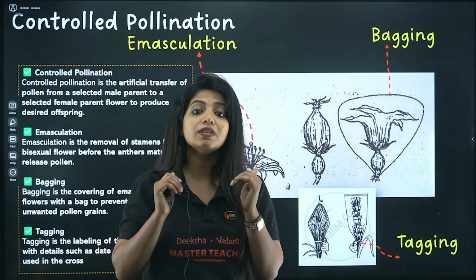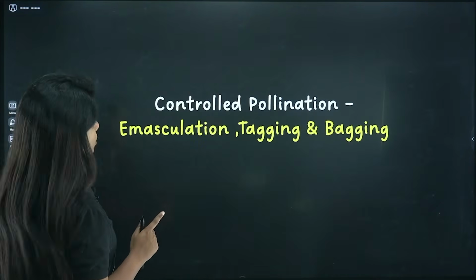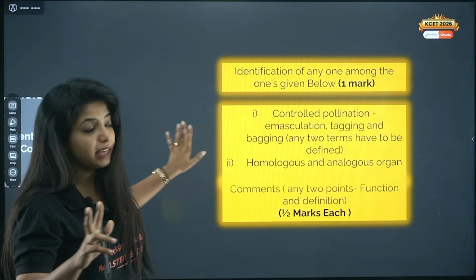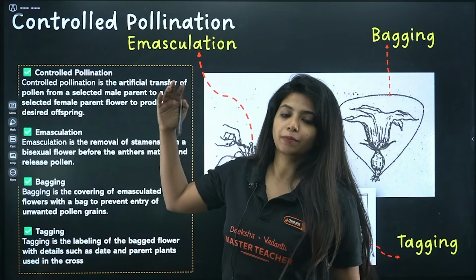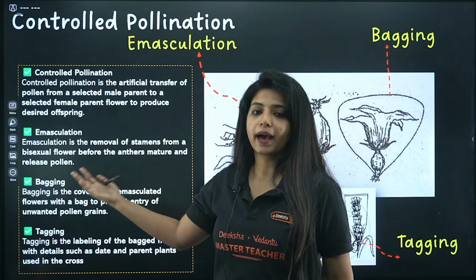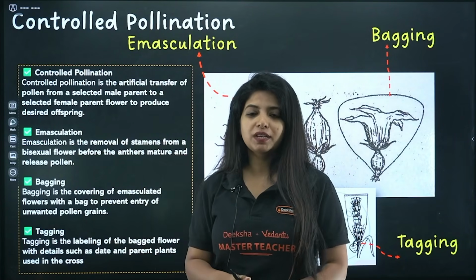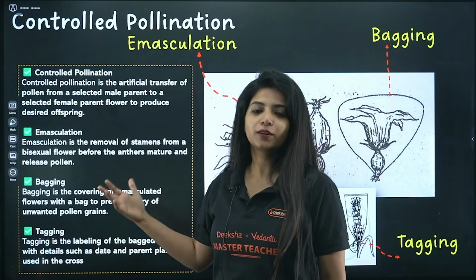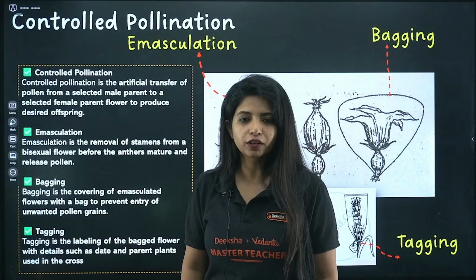Apart from that, you also need to write about them. How many points about them is also given here. Any 2 terms have to be defined. It can be controlled pollination, or emasculation, or bagging and tagging. It will be easy for you if you learn all of this. It will be really good for you, because if you forget one thing, at least you will remember the other. It's not too difficult to remember this, right?